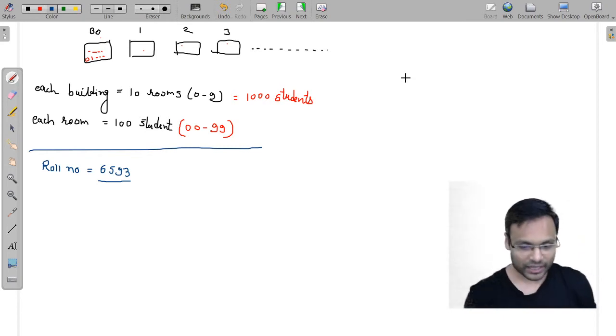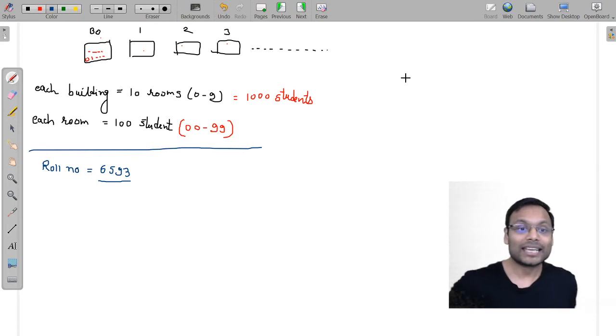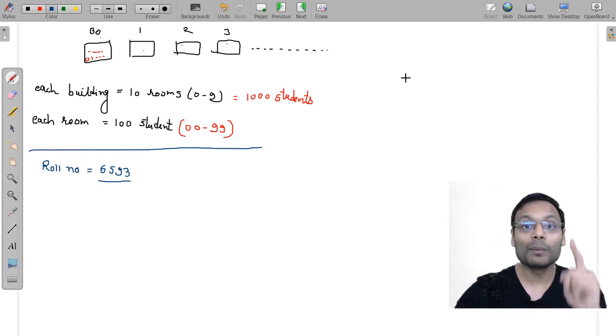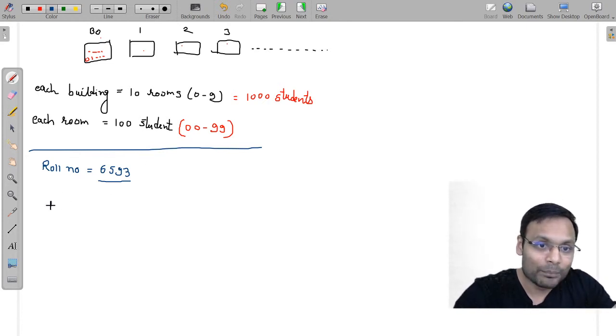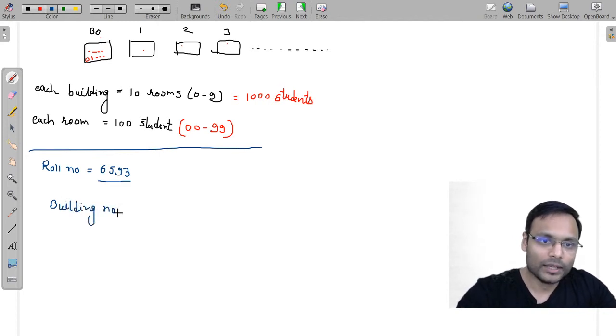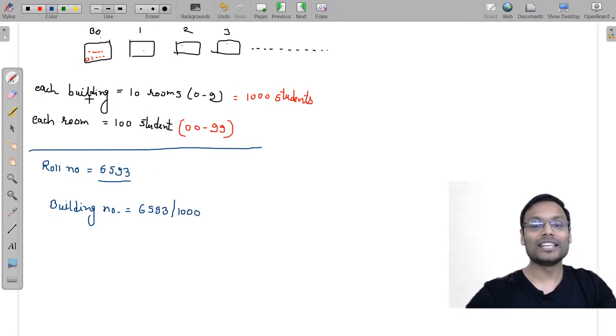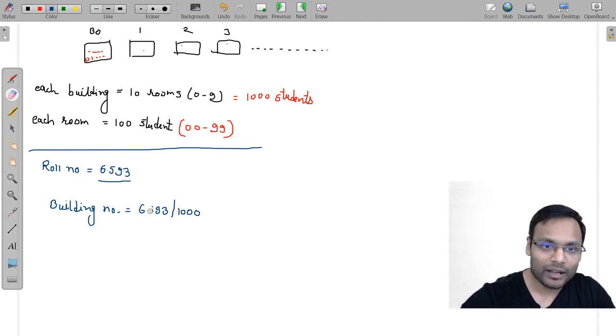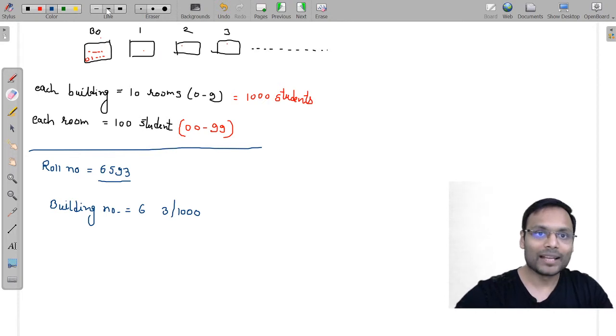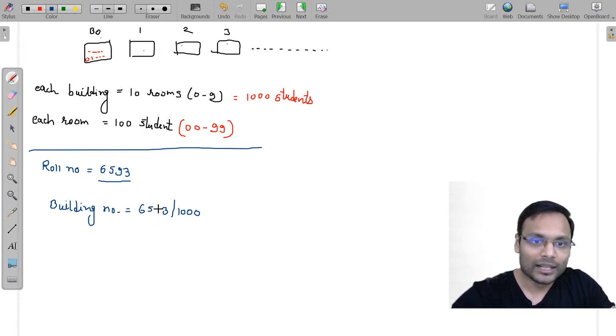Do you agree with this particular point or not? That this particular fellow should go into building number 6. And how could you extract that? You could extract that particular building number by dividing this 6593 by 1000. And what is 1000? Number of students in each building. If you divide this 6593 by 1000, then you will get the integer number 6, that is the building number.